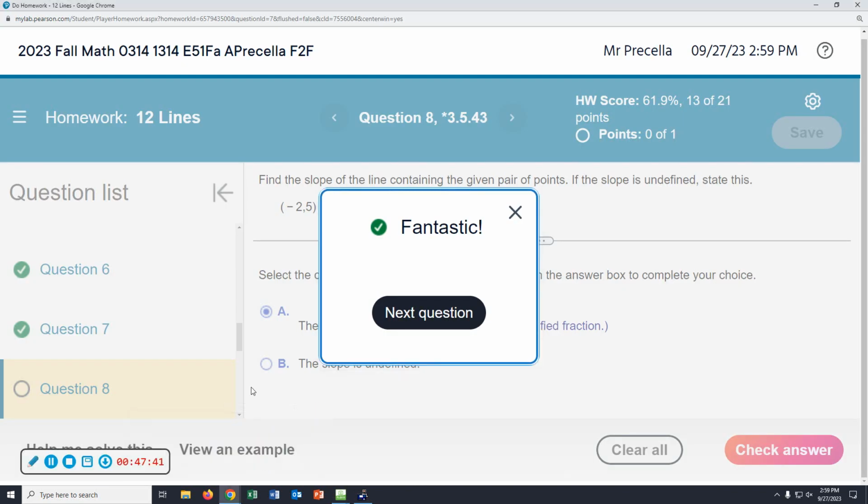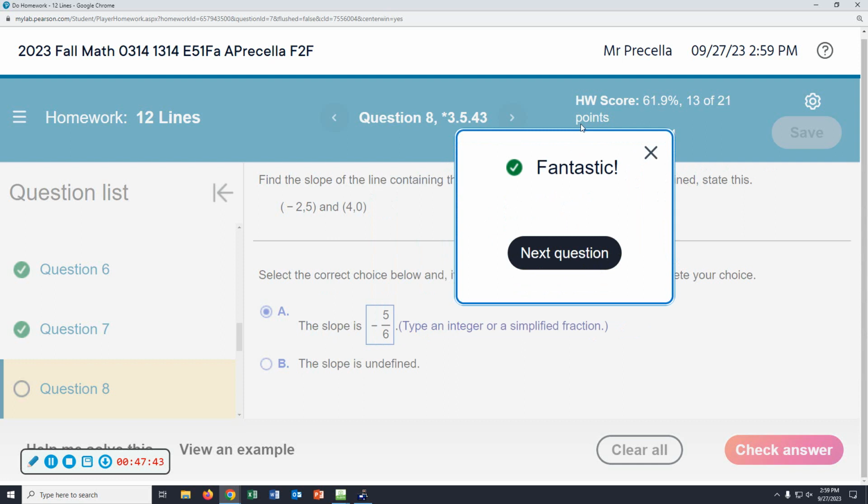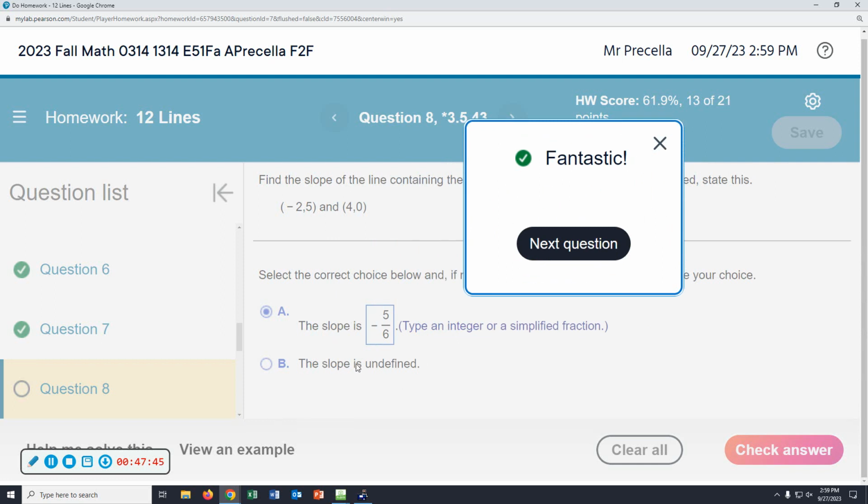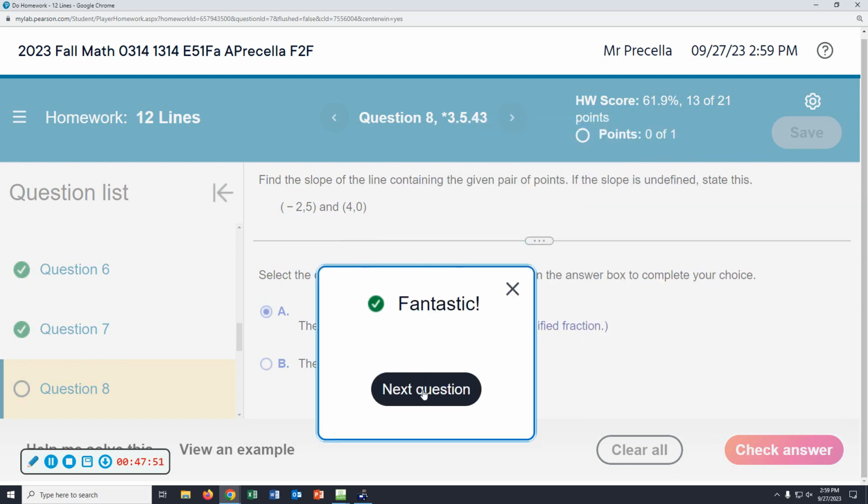And you'll see it there. The slope is undefined. Okay? So if that happens, then you choose that. It didn't happen for these that we did right here. Right. So that's why. Ready to do another one? I'm ready. No, I'm not ready to do another one.